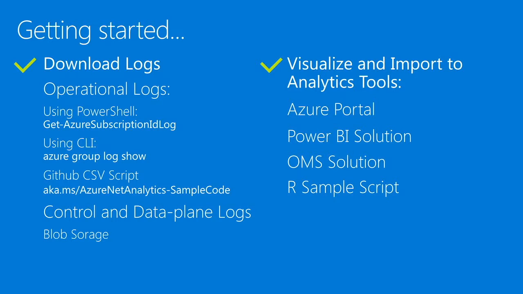And finally, we have also published a script on GitHub, on this link, that is able to give you access to the different logs in CSV format. So you can download them, convert them into CSV format, and have them fed into other tools and applications that you have in-house. For control and data plane logs, they're currently being written into your blob storage, and you can configure it through the portal.